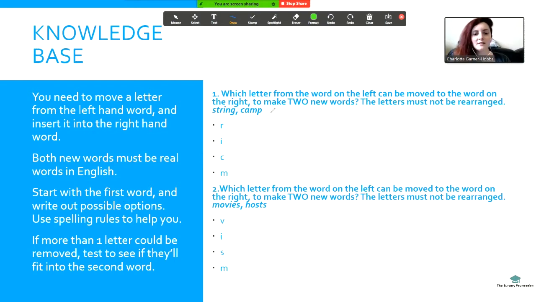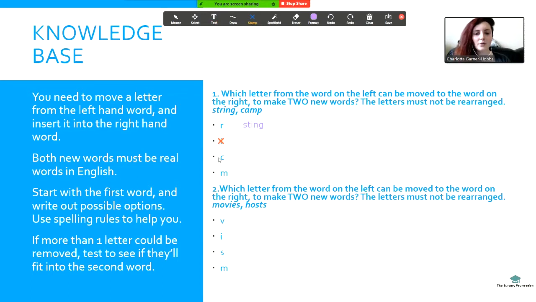So in this instance, I've got the word string and the word camp. So I can see that if I move the letter R, I would get ST, get rid of the R, ING. Sting is a real word, so that is a possibility. If I move the I, that doesn't actually make any sense because then I'd have absolutely no vowels in this one at all. So I know that I can't be a possibility.